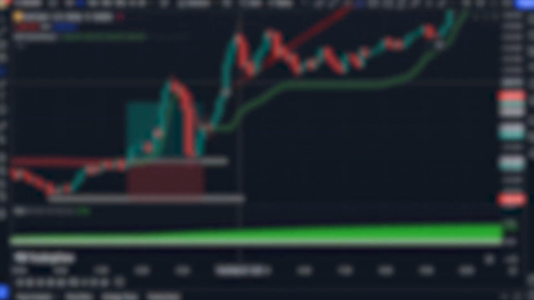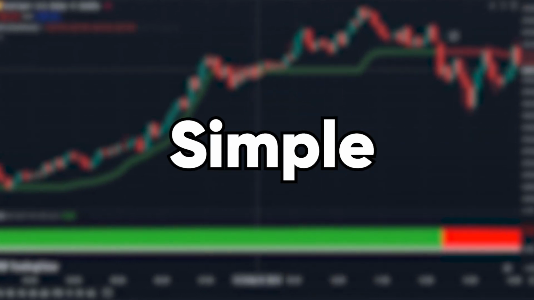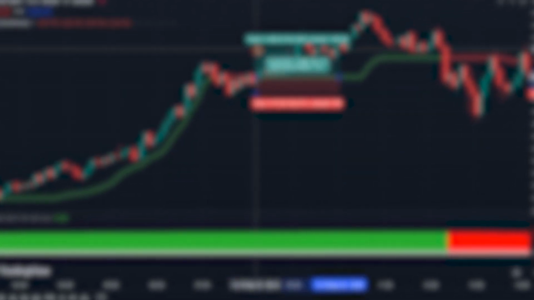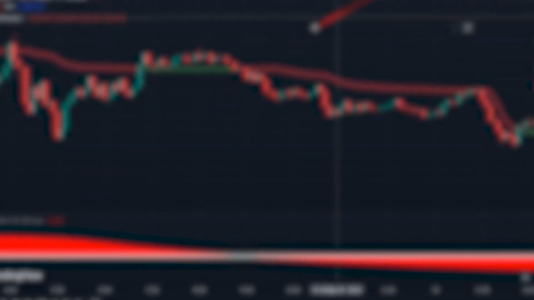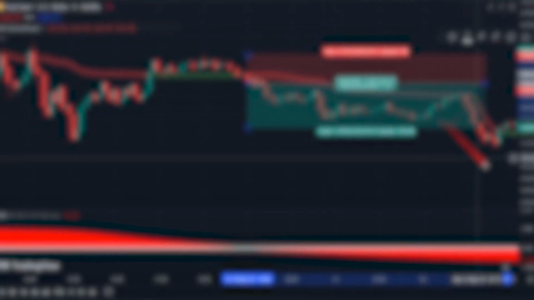As you can see, this strategy was not very complicated and using it is very simple and easy. The only thing you need to do is to make sure to follow the rules of money management so that you never incur losses and always protect your money.